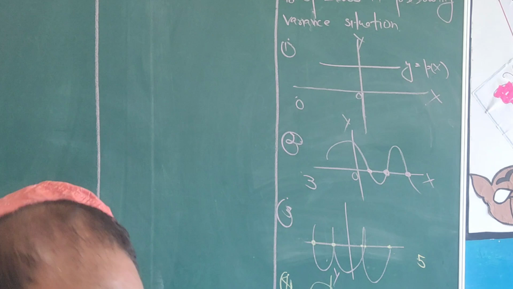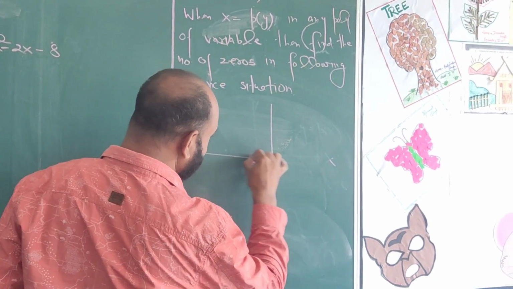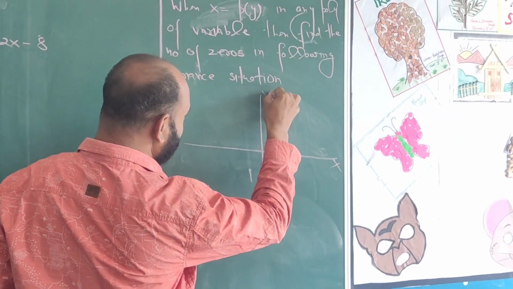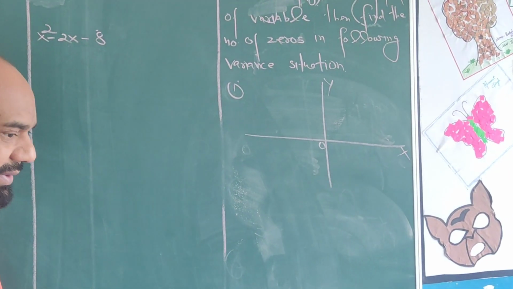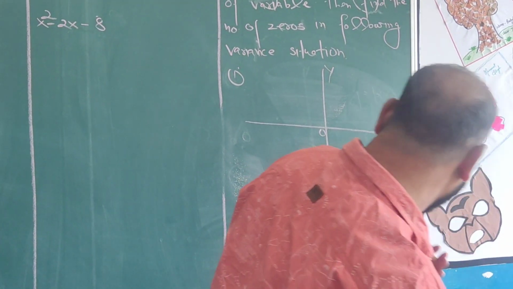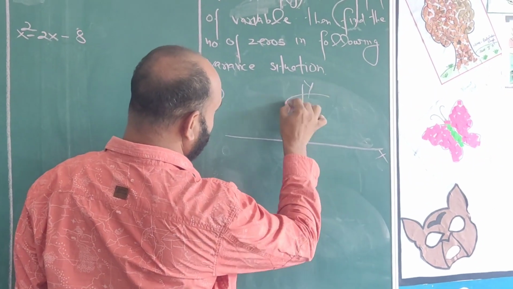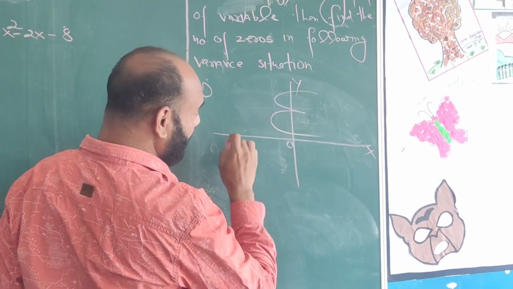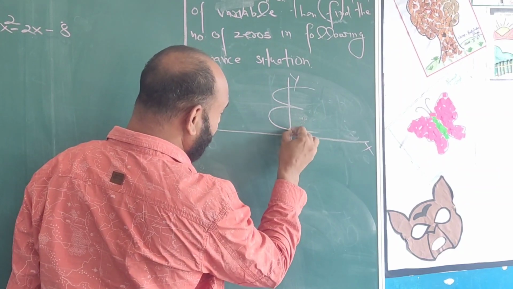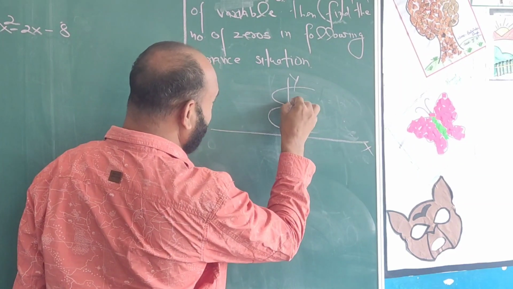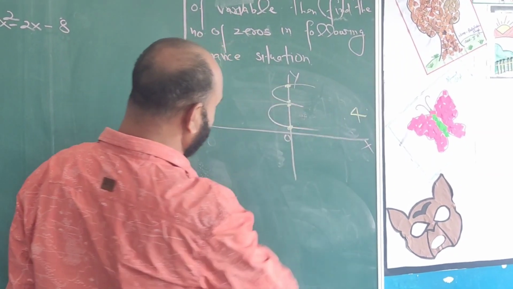For example, we see different examples of this type. This is the x-axis, and this is the y-axis, and that point is the origin. The origin is the point where the x-axis and y-axis perpendicularly cut each other. And when the graph is this much, we see the graph cuts the y-axis at 4 different points. This is the first point, second point, third point, and this is the fourth point. So here the number of zeros is 4.